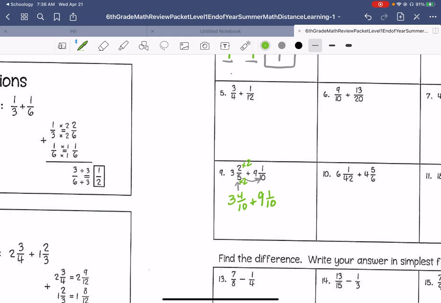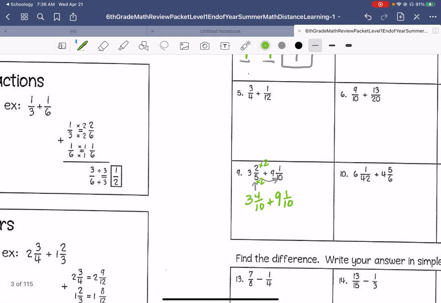Now, it's up to you on this next part. You can either change it to an improper fraction, or you could add up your 3 and your 9, and your 4/10 and your 1/10. Just be aware, if you add your fractions up and it becomes an improper fraction, meaning that top number is larger than the bottom, you're going to have to convert it into a mixed number and then add it on. So if we look at this, 1/10 plus 4/10 is 5/10.